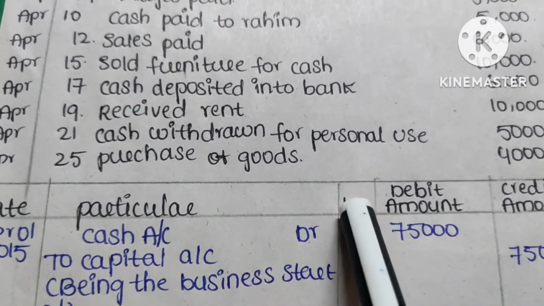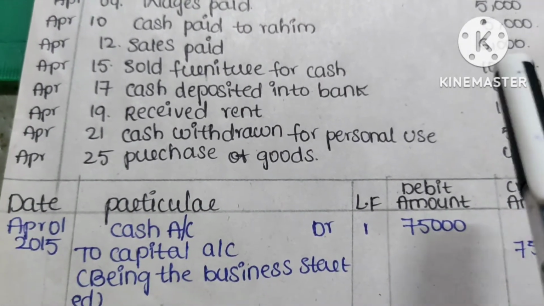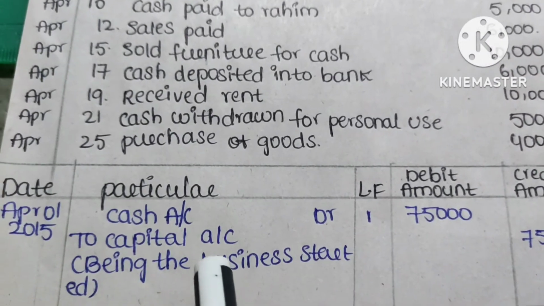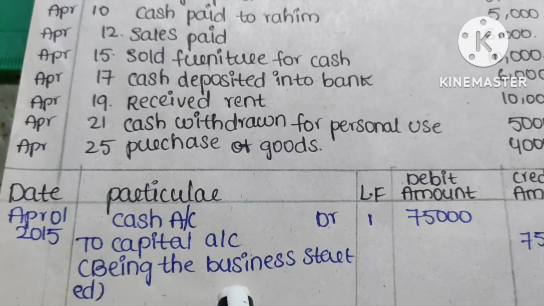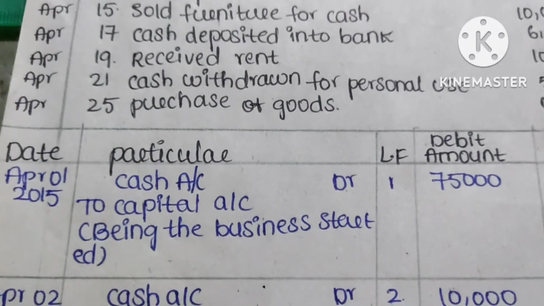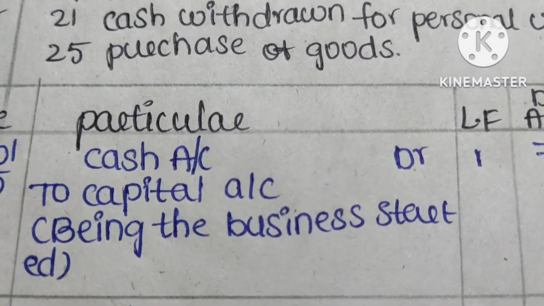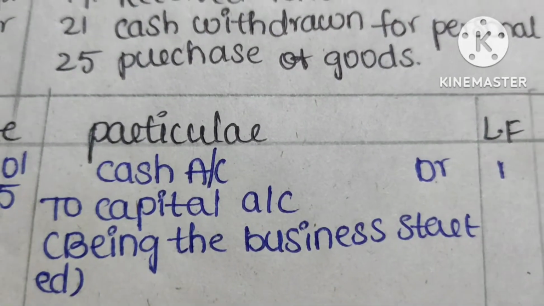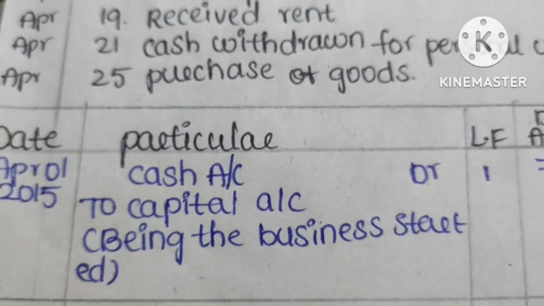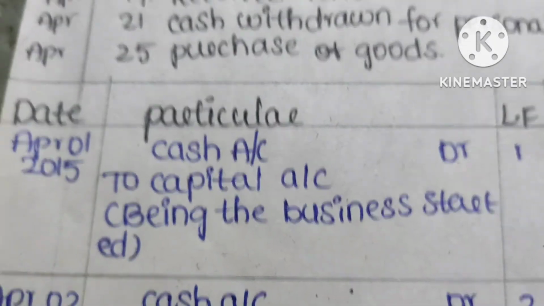This is the ledger folio. LF means ledger folio. Don't be confused about this. We also have to write the narration, friends. Narration is also very important. Being the business started. The narration should not cross two lines, friends. We have to write it in only two lines. So don't forget this point.